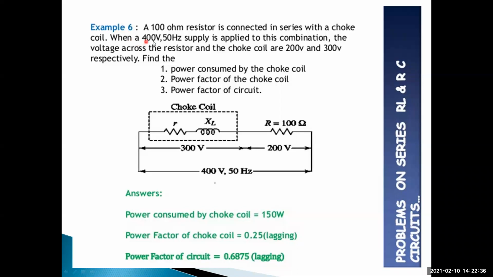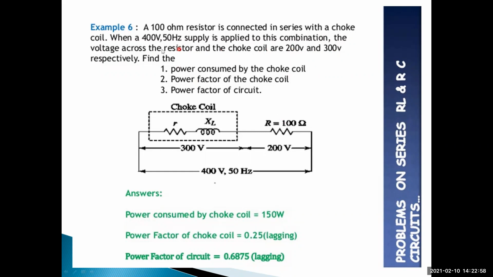When a 400 volts, 50 Hz supply is applied to the combination, the voltages across the resistor and the choke coil are 200 volts and 300 volts respectively.